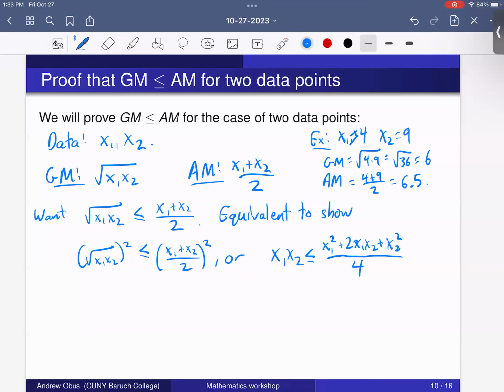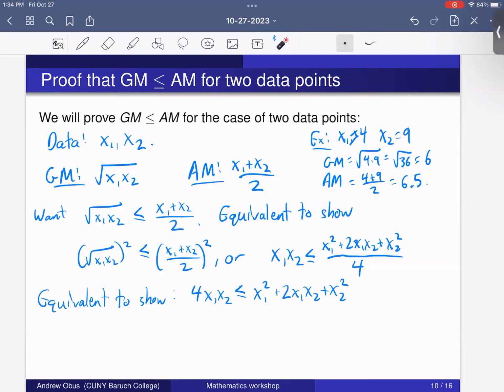Okay. So it's equivalent to show, I'm just going to move the 4 to the other side, that 4 x1 x2 is less than or equal to x1 squared plus 2 x1 x2 plus x2 squared. And now I can subtract 4 x1 x2 from both sides. That doesn't change the inequality. So this is the same thing as saying that 0 is less than or equal to x1 squared. Well, here I have plus 2 x1 x2. If I subtract 4 x1 x2, that becomes minus 2 x1 x2, and then plus x2 squared.